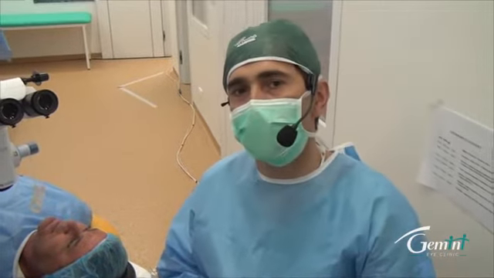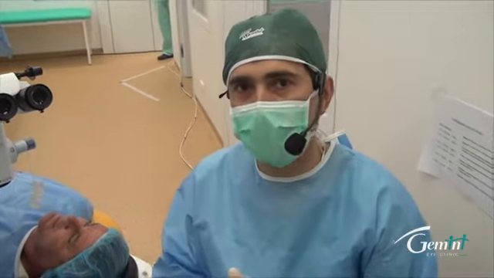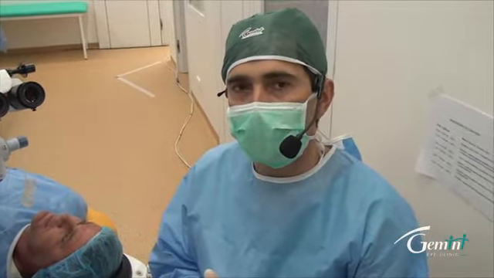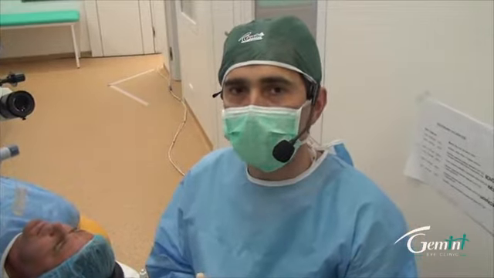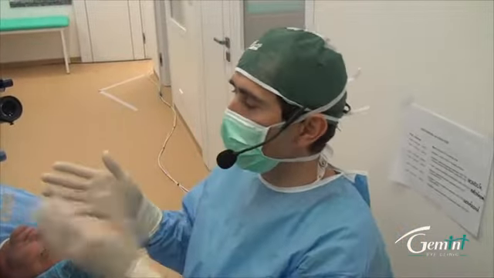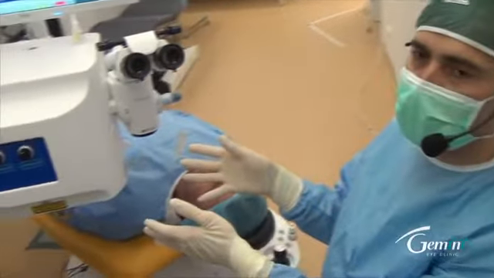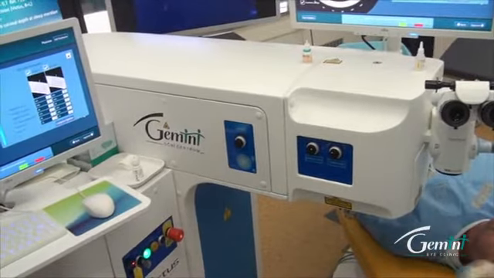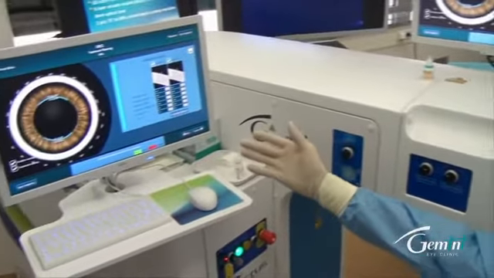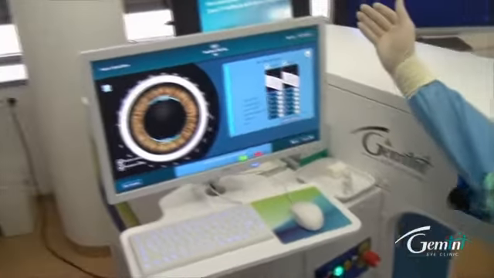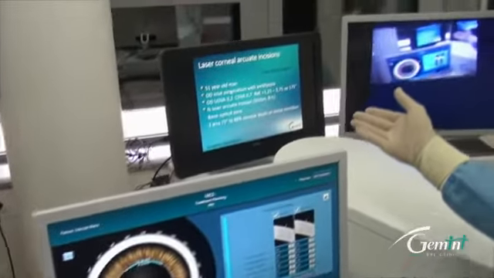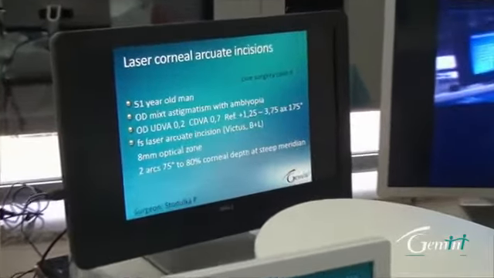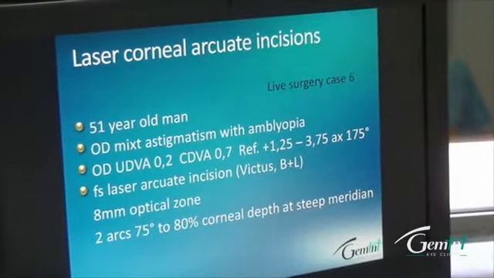I believe you can see us and hear us, and we are going to start with the last case of live surgery, and this is to be a femtosecond laser, a Victus femtosecond laser by Bausch + Lomb, corneal relaxing incision, corneal arcuate incision. Here you see the plan for the surgery, and here we have the basic data of the patient. We have our 51-year-old man with mixed astigmatism, with a little bit of amblyopia.